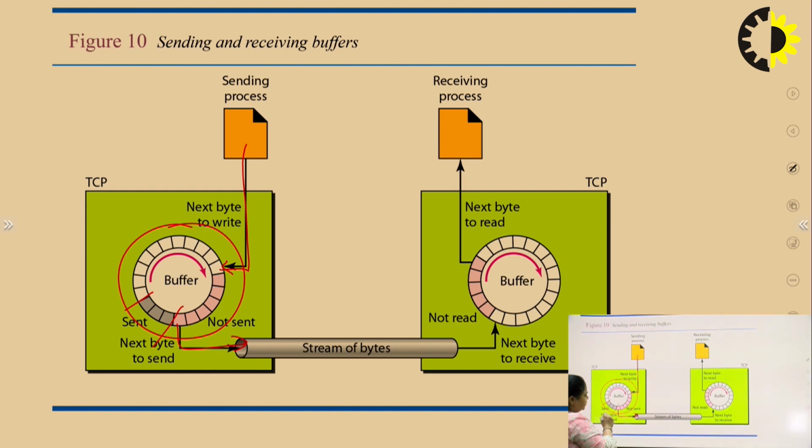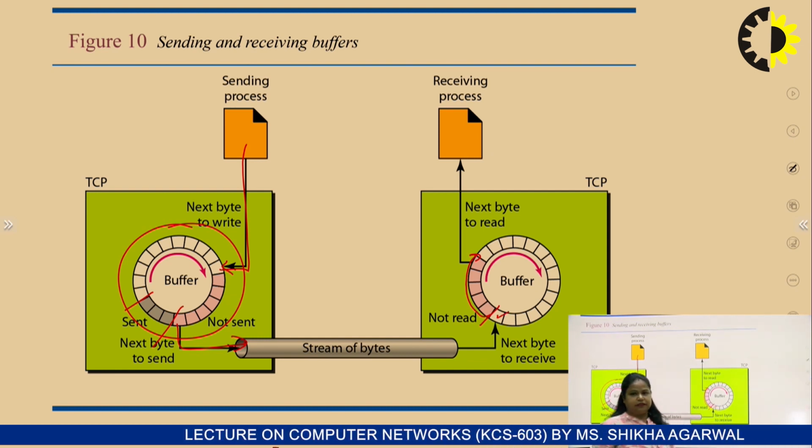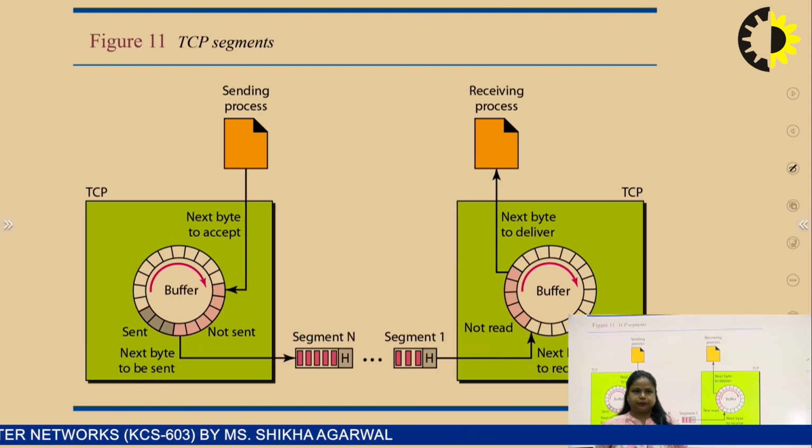The dark colors show the bytes that are already sent. This is the next packet which needs to be sent, and it is coming to that location. After that, these are the bytes which have already been received but not yet read. Then this is the next byte which needs to be received, and so on. This is how the buffer memory space works.